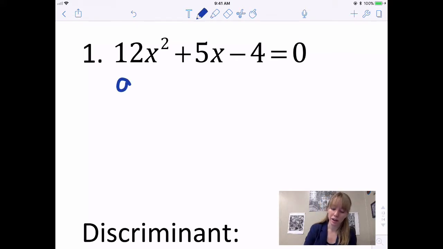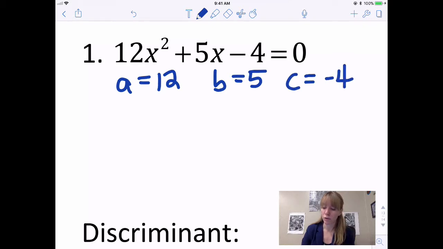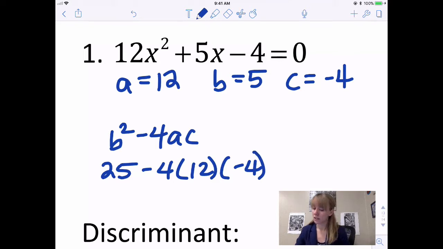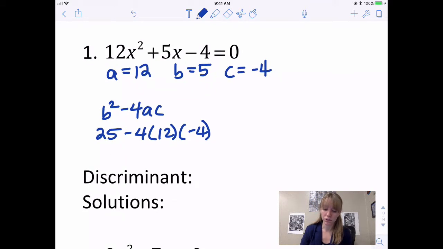So looking at number 1, I've got a is 12, b is 5, and c is negative 4. We should be pretty fast at that by now. And then what's under the square root is always b squared minus 4ac, or in this case, 5 squared is 25, minus 4 times 12 times negative 4. Plug that in your calculator, and you get 217. So the discriminant is 217. Since that's positive, we're going to have a positive number under the square root. So we're going to have 2 real solutions.